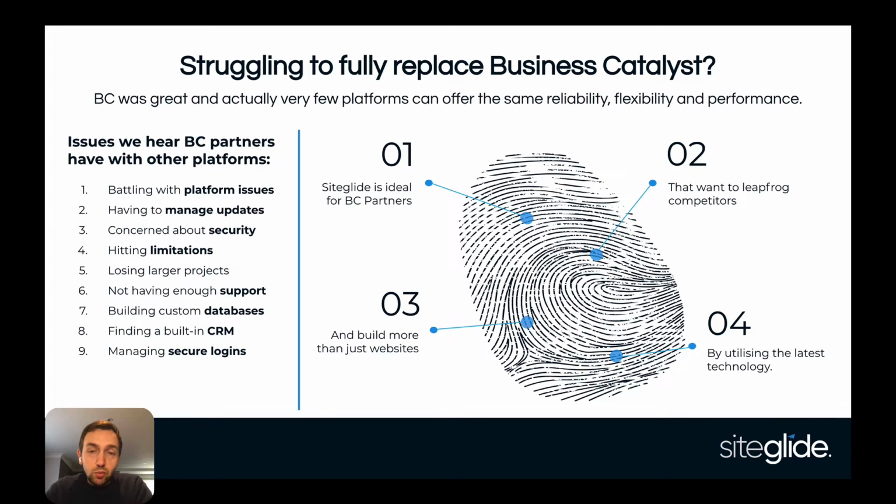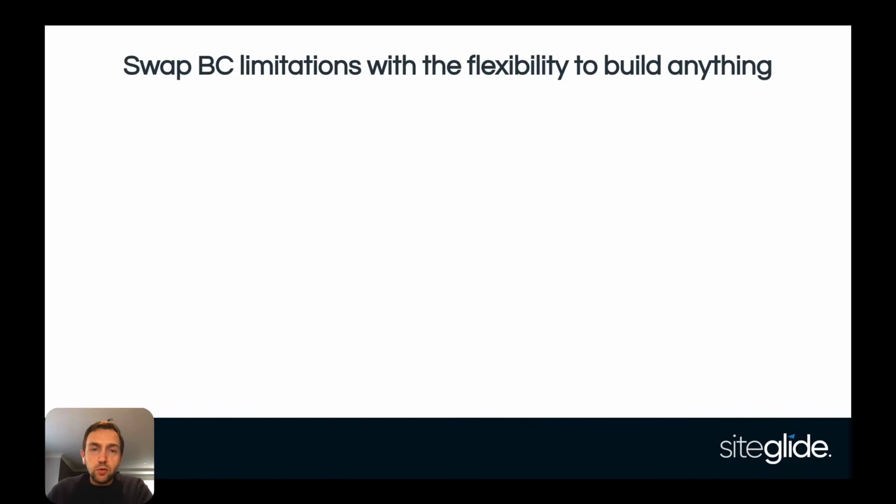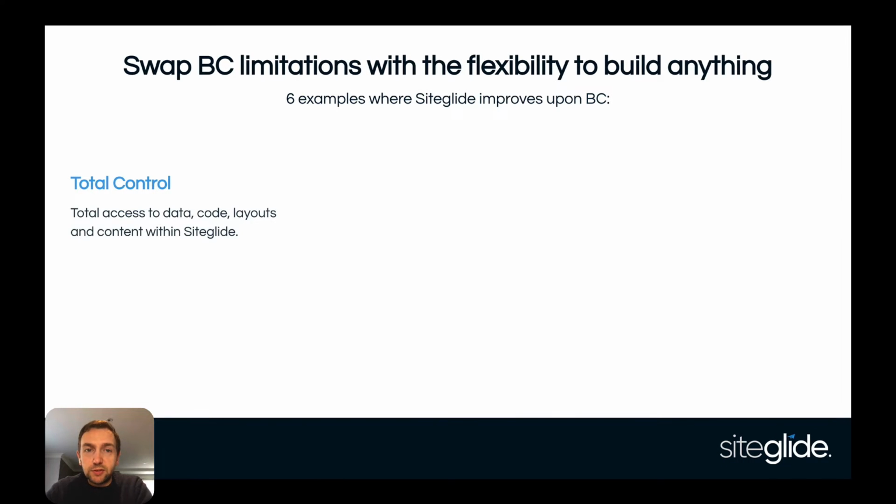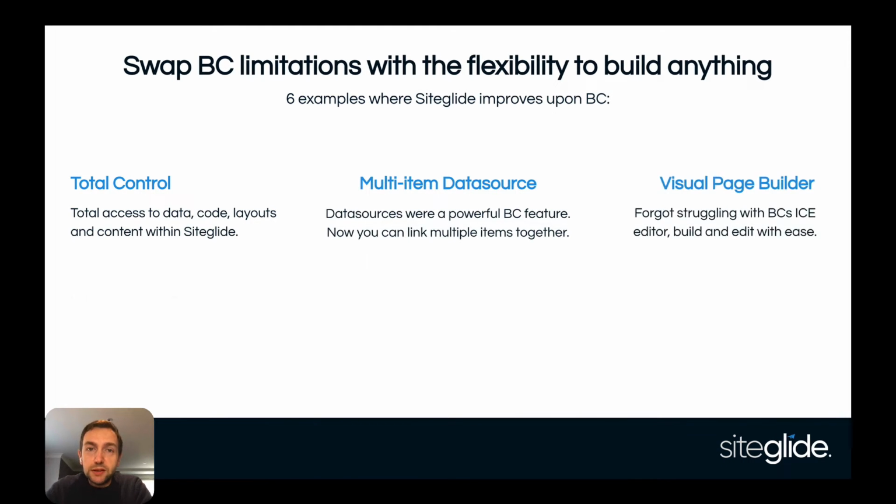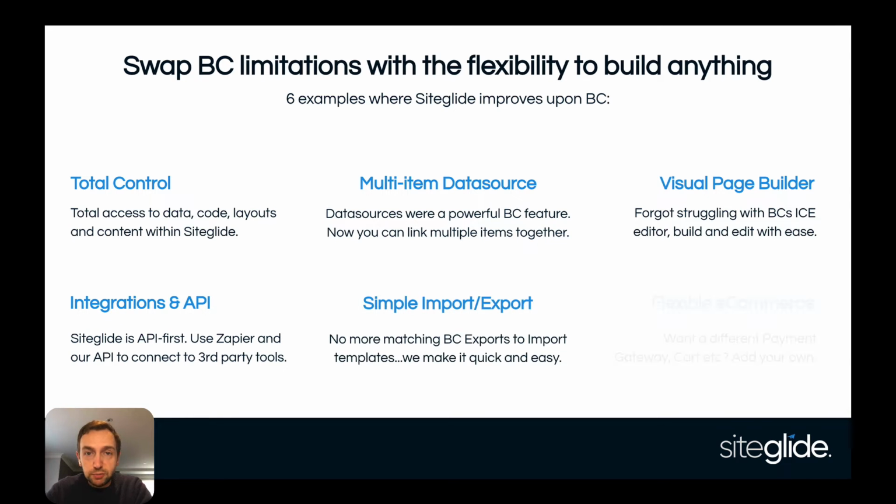So what we're offering is far more than just a Business Catalyst replacement. It's ideal for BC partners that want to leapfrog their competitors, build more than just websites, and utilize the latest technology. So don't just replace Business Catalyst, swap the BC limitations with the flexibility so that you can build anything.